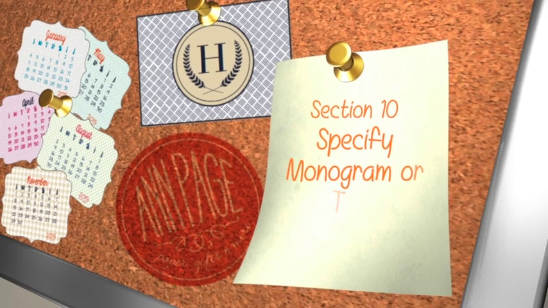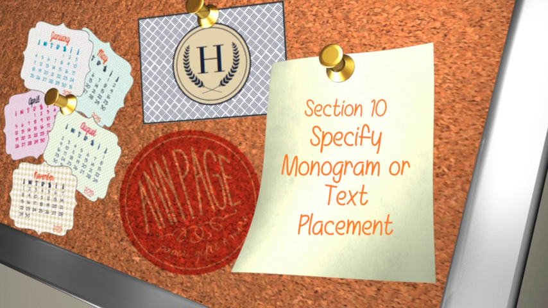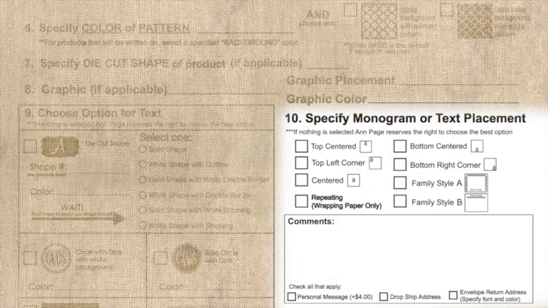Section 10. Specify monogram or text placement. Choose the desired location of the personalization on the product. For example, top centered or bottom right corner.